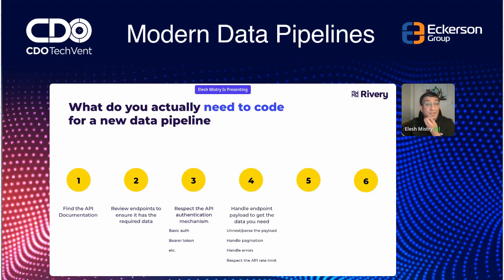Handle the endpoint payload. This one's a big one, right? I've got my data, I've authenticated, I've grabbed my data. Now, how am I going to build the schema from it? Because you need to get from essentially this mess of JSON to some kind of schema that you can interrogate the data from.